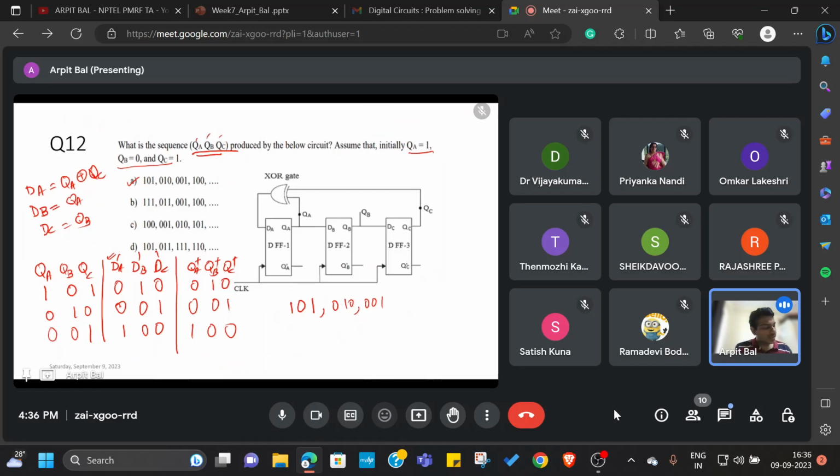Okay, so the next question was also related to figuring out the sequence. So here, the first thing is we figure out what the equation is, and based on the equation we figure out what the output is. Okay, and then from that output you form the sequence, right?